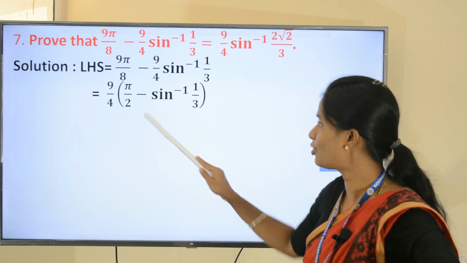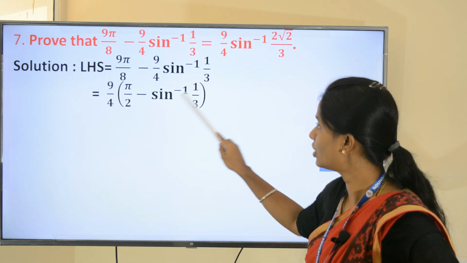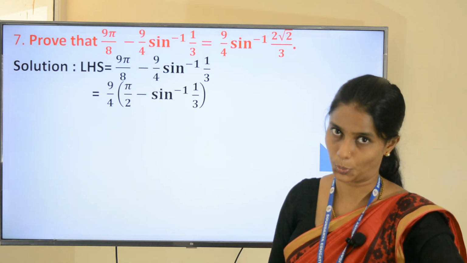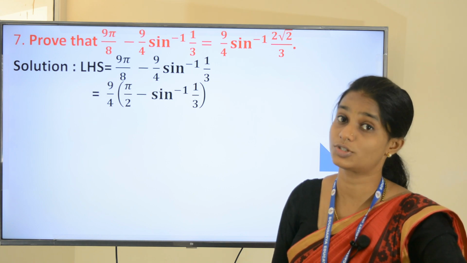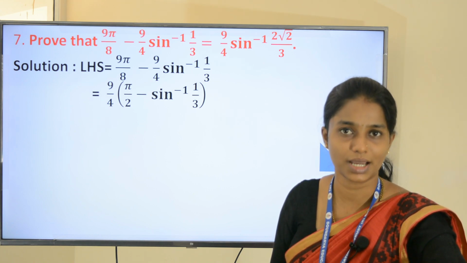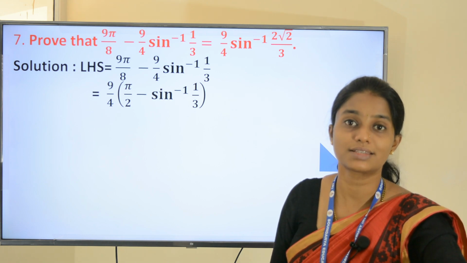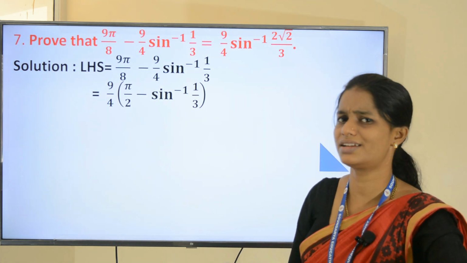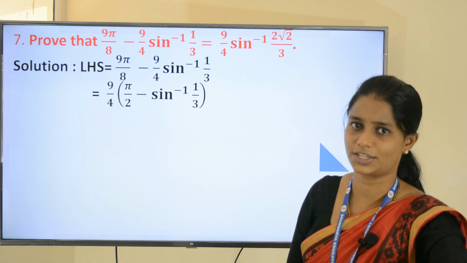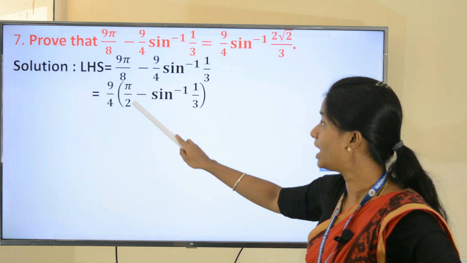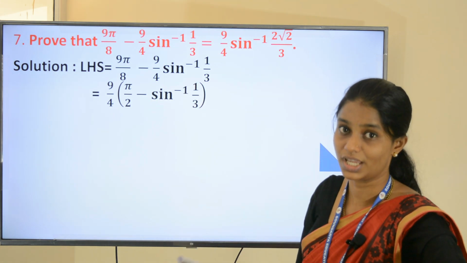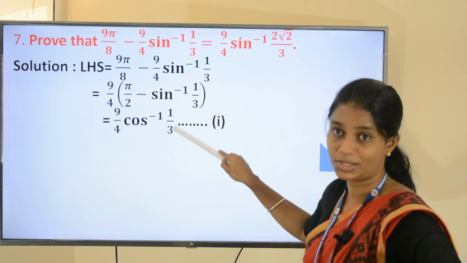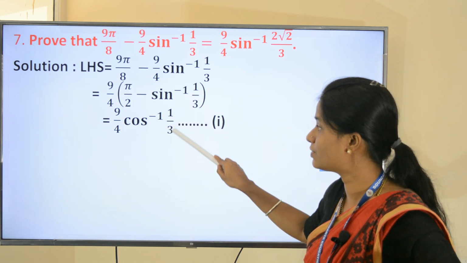Please observe this bracket, students. What expression do we have? I'll tell you that the property is sine inverse x plus cos inverse x is equal to pi by 2, isn't it? Sine inverse x plus cos inverse x is equal to pi by 2. So how can I write pi by 2 minus sine inverse x? Left with cos inverse x. Therefore, in the same way, pi by 2 minus sine inverse 1 by 3 can be replaced with cos inverse 1 by 3. So 9 by 4 cos inverse 1 by 3.